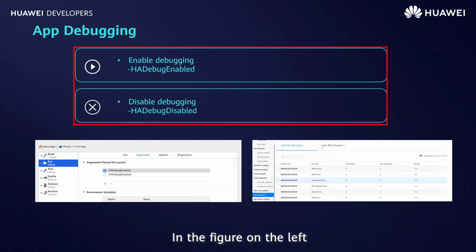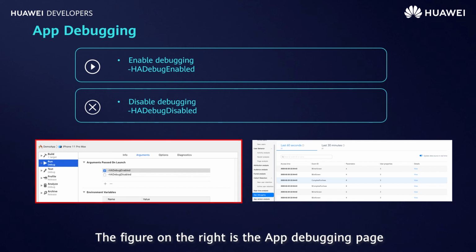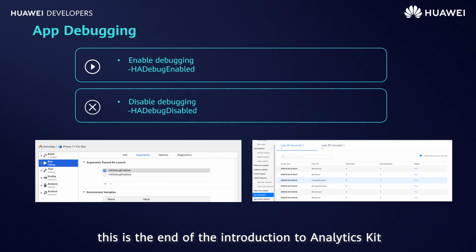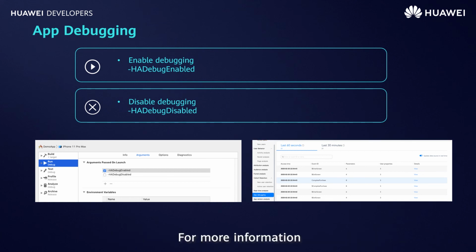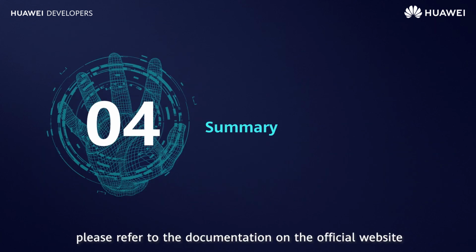In the figure on the left, we can see the debug mode data on the cloud. The figure on the right is the app debugging page. On this page, we can see the event data reported each time. That's all about the app debug mode. Well, this is the end of Introduction to Analytics Kit. For more information, please refer to documentation on the official website.